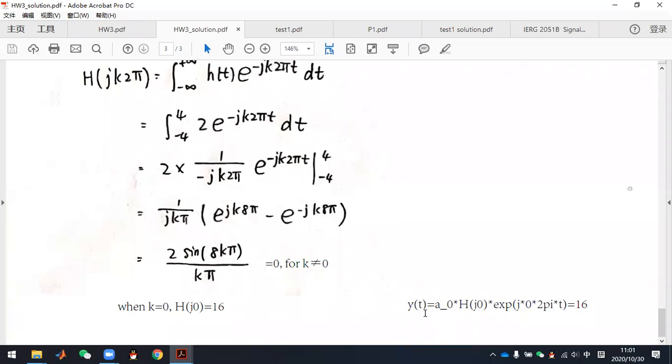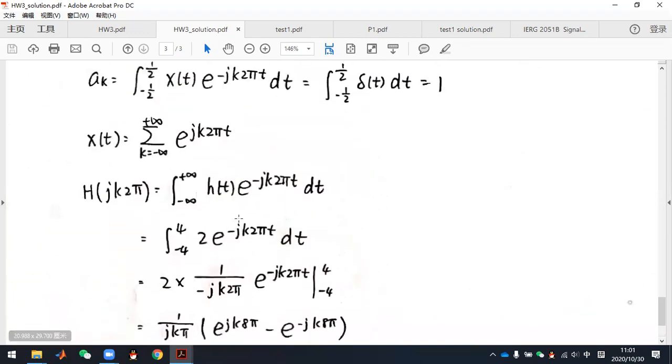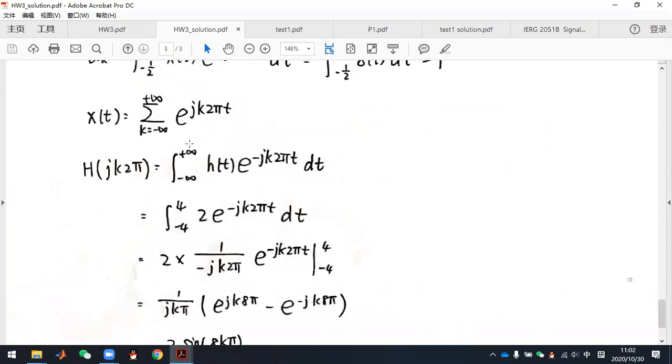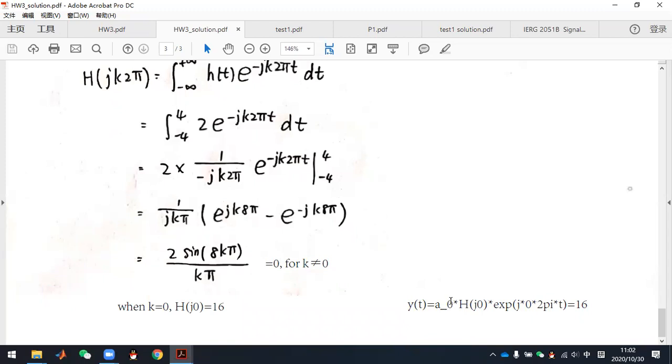So we need to determine the output of the system. Because for k not equal to zero, the capital H is always equal to zero, we only need to see the frequency response when k is equal to zero. So y of t is equal to a zero times H of j zero times exponential j zero two pi t. So the result is a constant value. It is 16.